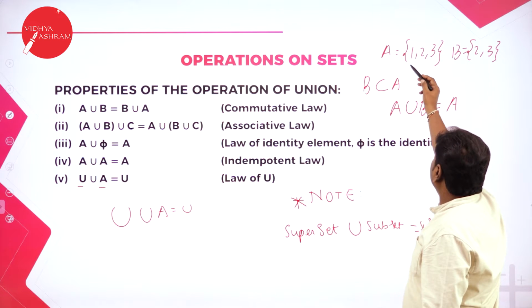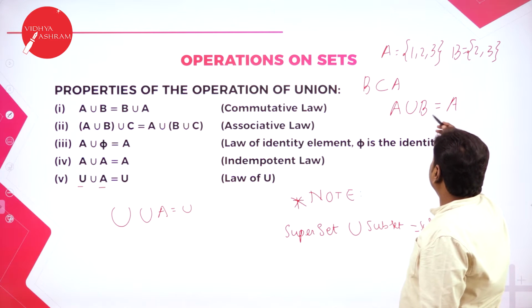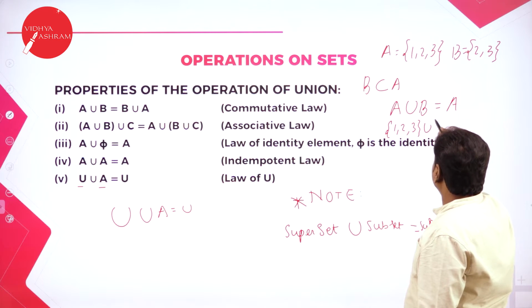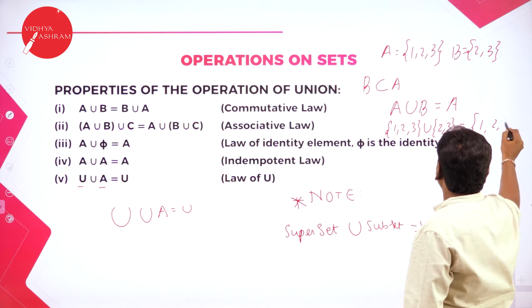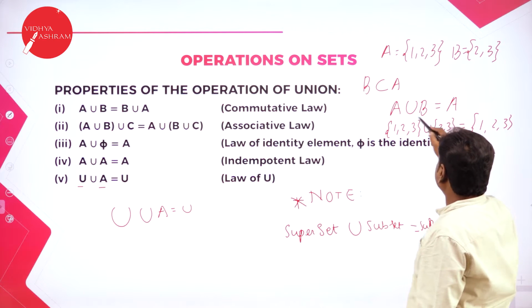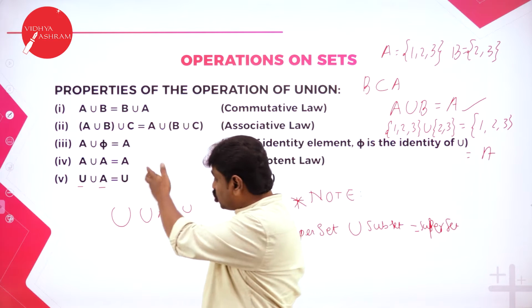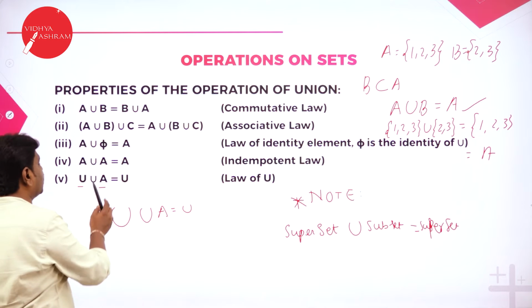You can check it. 1, 2, 3 union 2, 3. Union means combine without repeating. So it will become 1, 2, 3. 1, 2, 3 is what? A. So superset union subset is superset. So you know the universal set is a superset and A is a subset. Any set is a subset of the universal set in the given context.